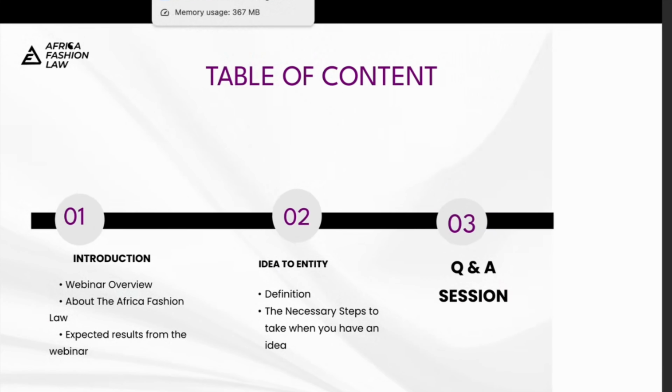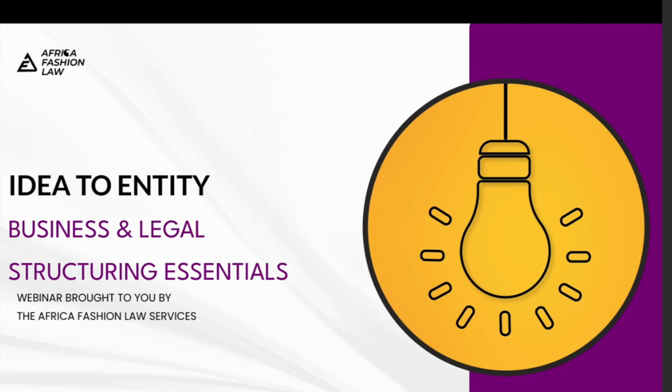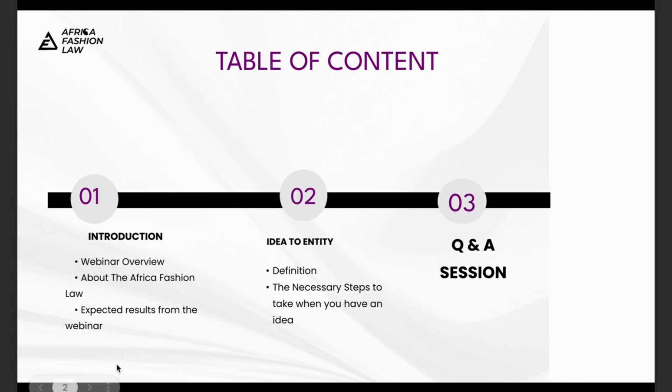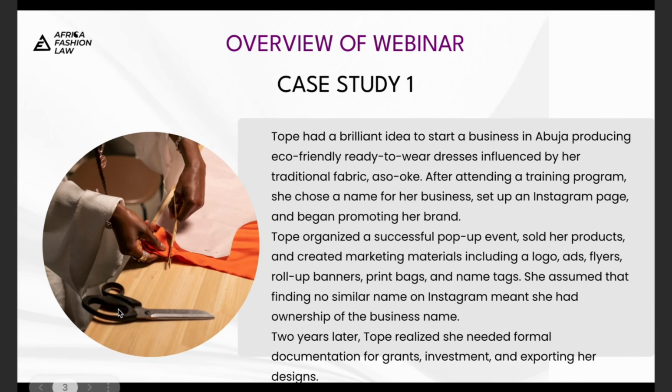Okay, so today we're going to be talking about the topic idea to entity, business and legal structuring essentials. Okay, so this is the table of content. I'll be going over the webinar overview. I'll be telling you about the Africa Fashion Law, the results that you'll be expecting, and then we'll go into idea to entity, going over the concept of an idea to entity, why I'm talking about this topic today. I'm going to be going through certain case studies.